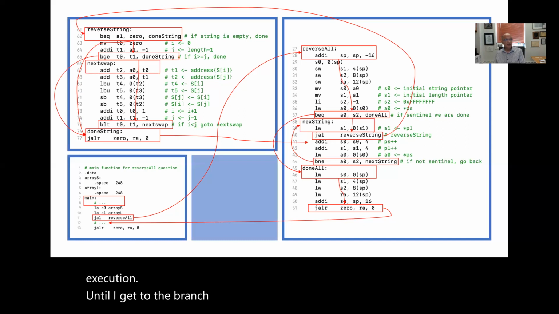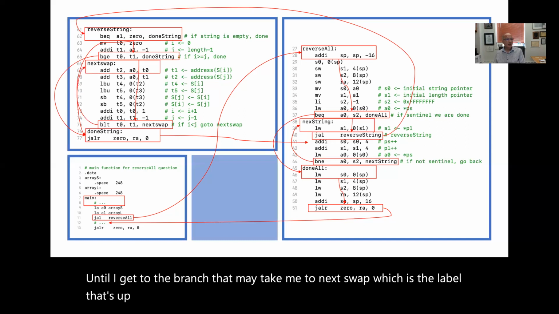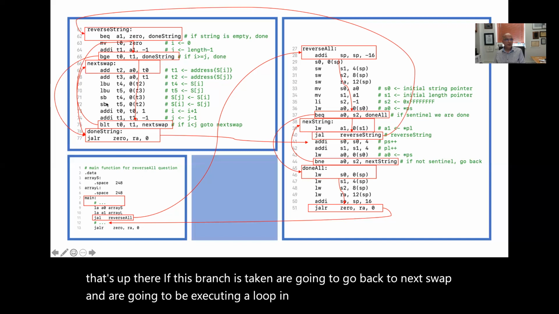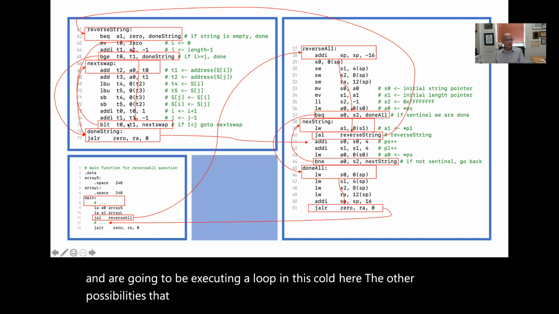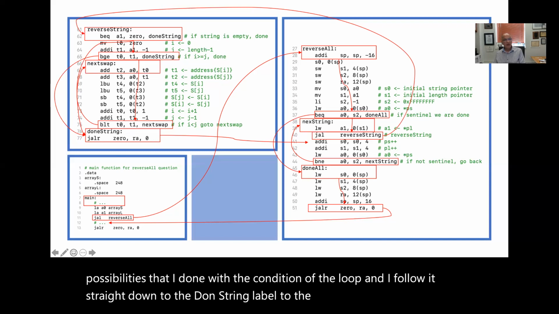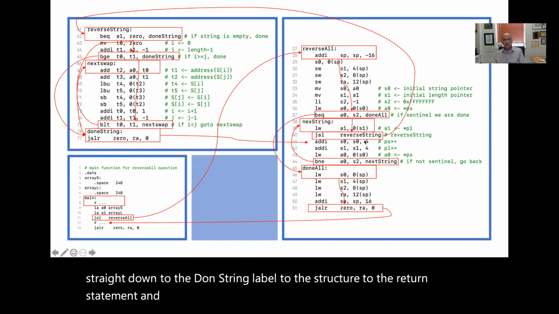If this branch is taken, I'm going to go back to next swap, and I'm going to be executing a loop in this code here. The other possibility is that the condition of the loop is not met, and I follow straight down to the done string label, to the return statement, and I return to this point of the call.